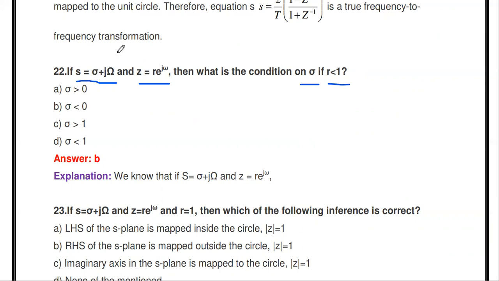So already you saw the relation: the analog variable s can be written as sigma plus j omega, and the z domain variable z is, in polar form, R into e power j digital frequency omega.